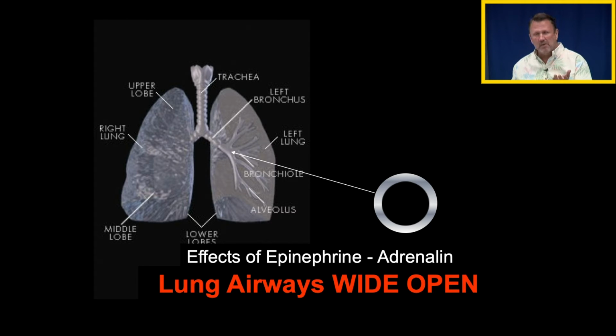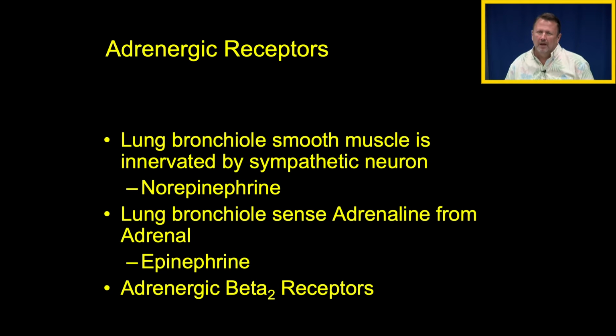So sympathomimetic drugs are bronchodilators. And that's because the bronchial tree has smooth muscle, and a sympathetic neuron goes to it, secreting norepinephrine, and the lung bronchial senses adrenaline from the adrenal gland as well. These are beta-2 receptors. Remember, beta-1 heart, beta-2 lungs.